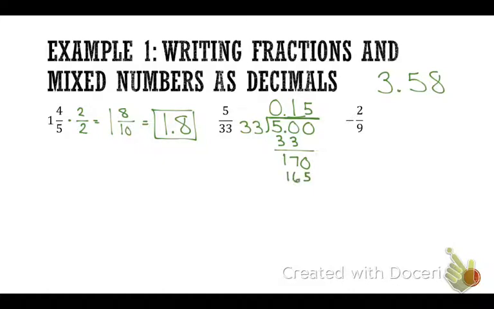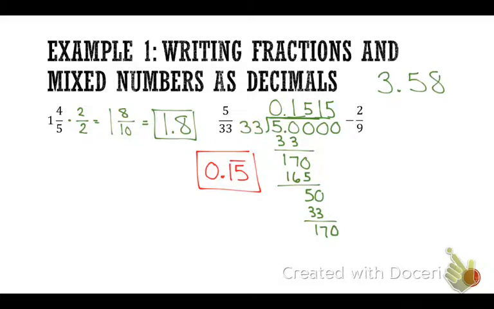165. Got my 5. My 0. This is my first indicator that I might have a repeating decimal, but I need to keep going to verify. 33 goes into 50 once. 33, and now I know. Now I know. 0, and it's 5. So my answer here would be, yep, 0.15 repeating.